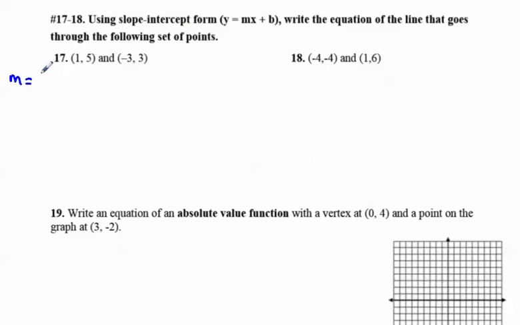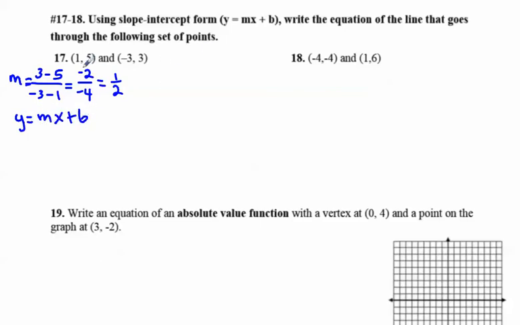The slope is going to be the second y minus the first y over the second x minus the first x. So I get negative 2 over negative 4, and the negatives cancel, and 2 over 4 simplifies to 1/2. And then we need to substitute into y equals mx plus b.